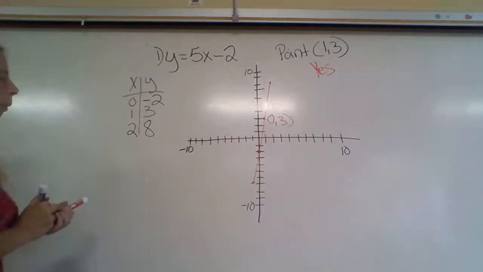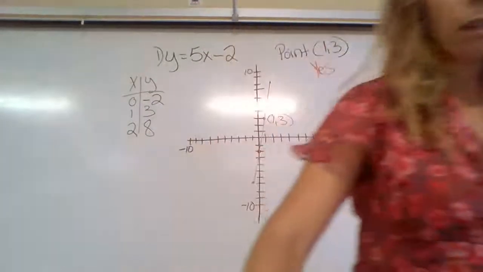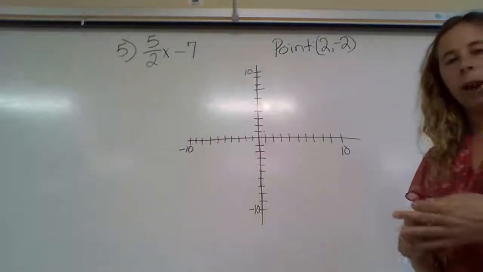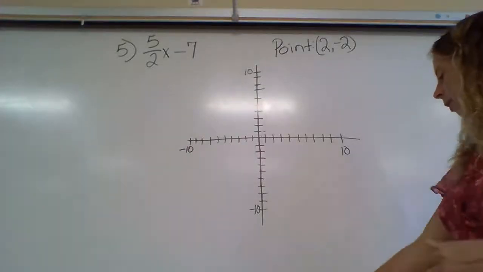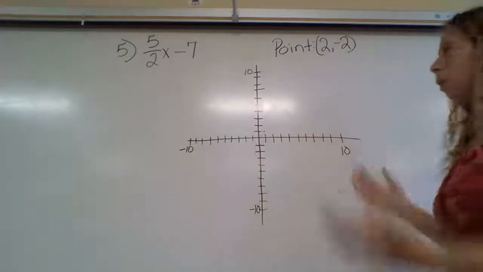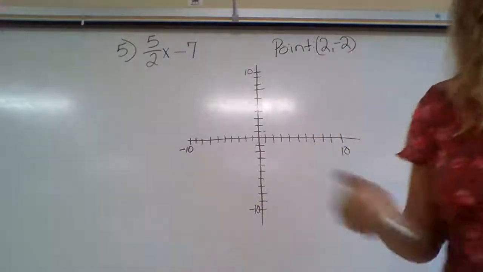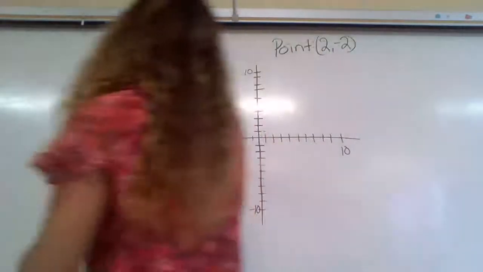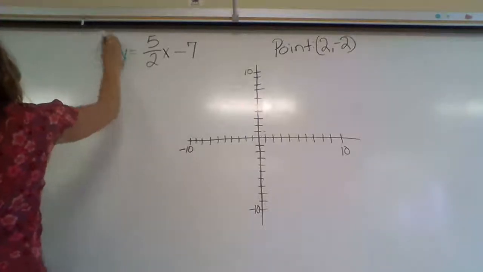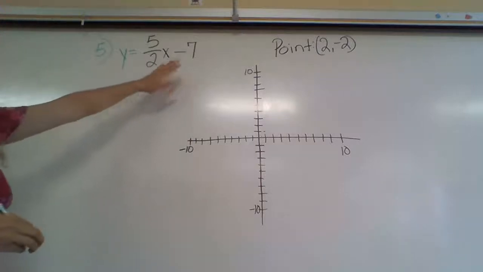Okay, so that's what you're doing for 1 through 6. Let me see if there's a tricky one. I'll pause you for a second. All right, here's number 5 because it has a fraction and y'all don't like fractions. So once again, you can either make a table, you can always make a table, or you can analyze the equation. Oh, I didn't write, this should be y equals, that's my bad. Y equals 5 over 2x minus 7.